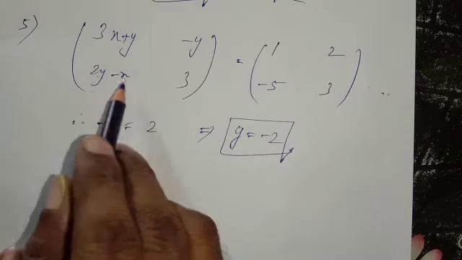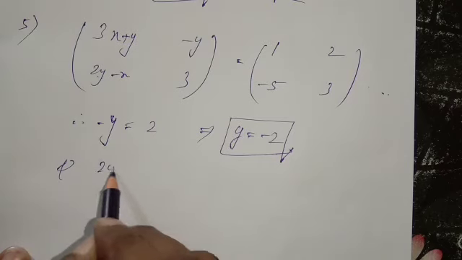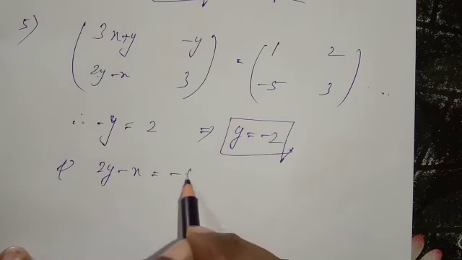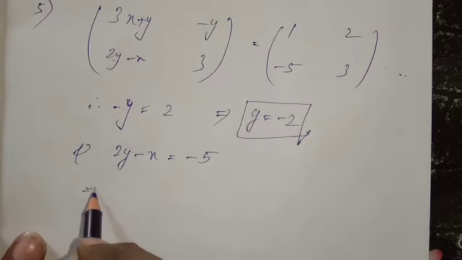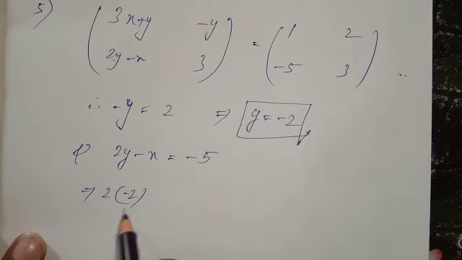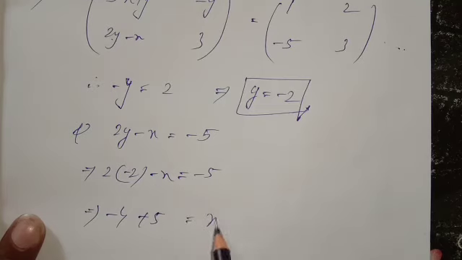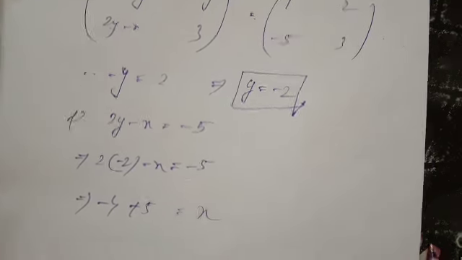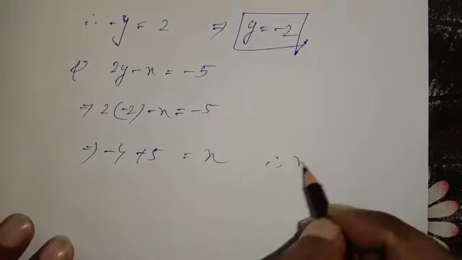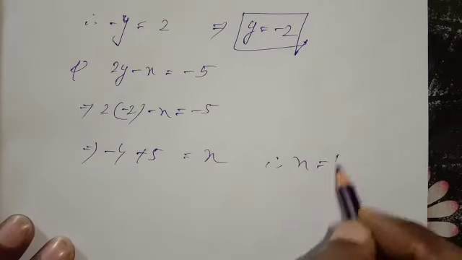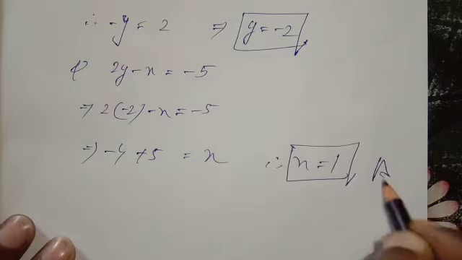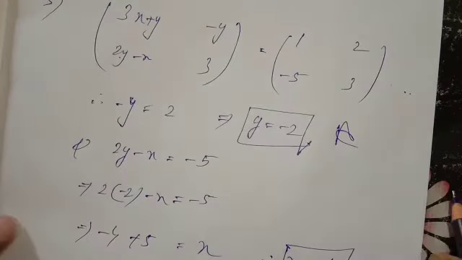Then 2y minus x is equal to minus 5. Now put the value of y, that is minus 2: minus 4 minus x is equal to minus 5. Bring this 5 to this side, this will be plus 5, taking minus 4 to that side. Therefore x will be how much? x will be minus 4 plus 5, that means 1, x is equal to 1. x is equal to 1 and y is equal to minus 2. In this way question number 5 is also completed.